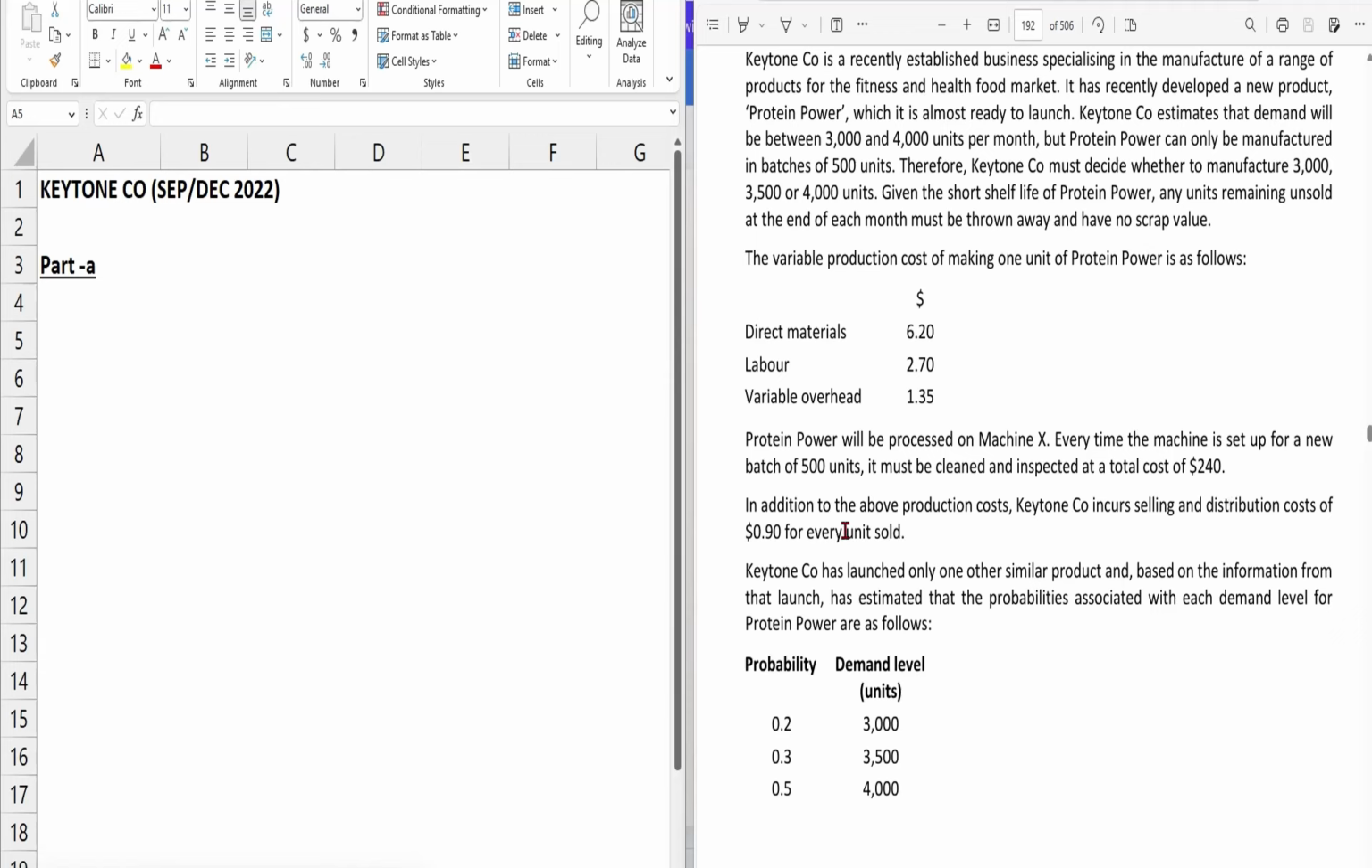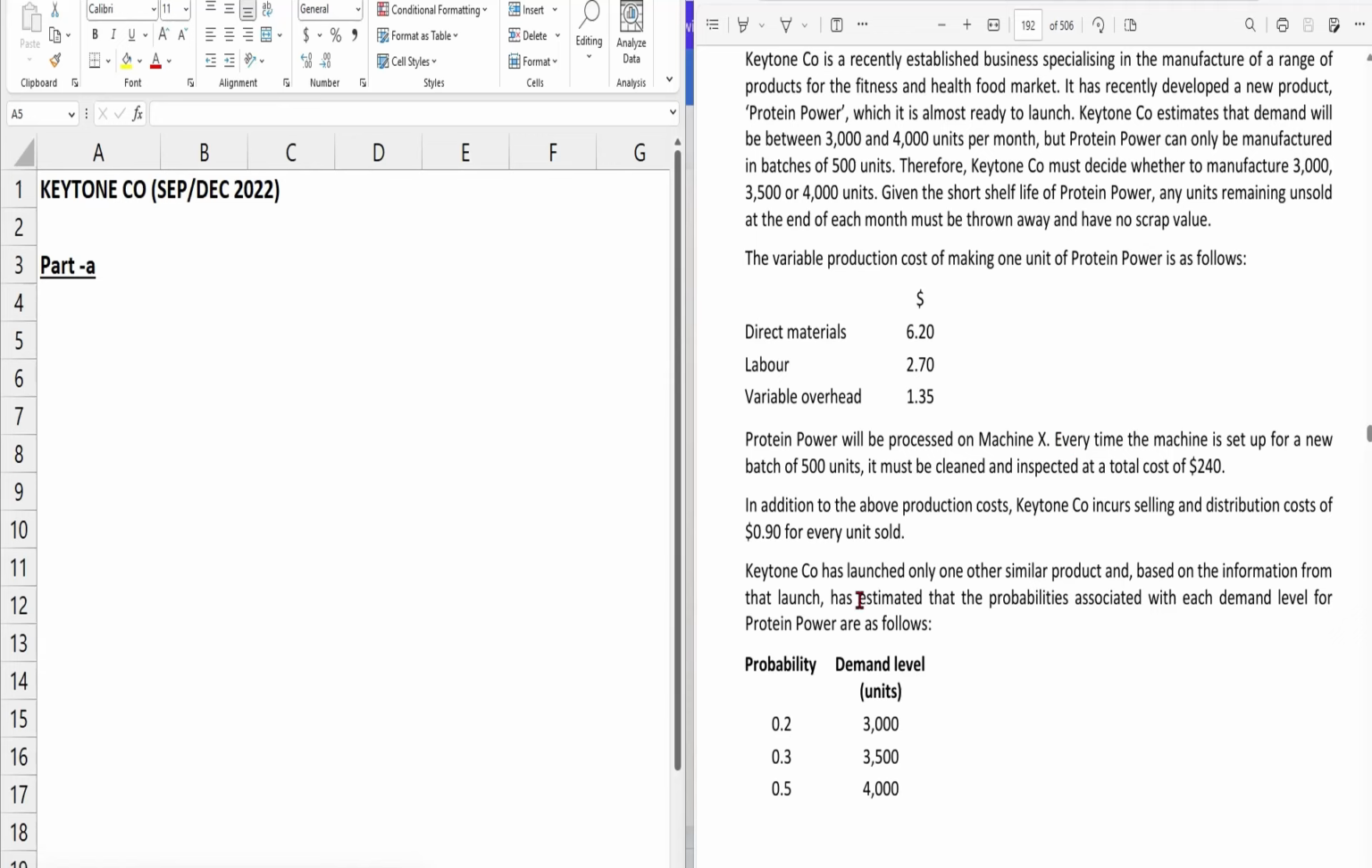In addition to the above production cost, Keytone company incurs selling and distribution cost of 0.90 for every unit sold. So apart from these costs, they will also incur selling and distribution cost, which is 0.90 for every sold unit.